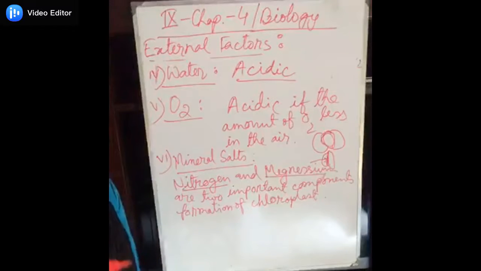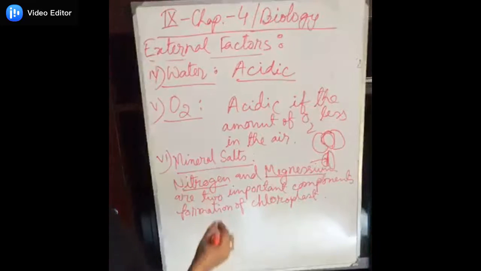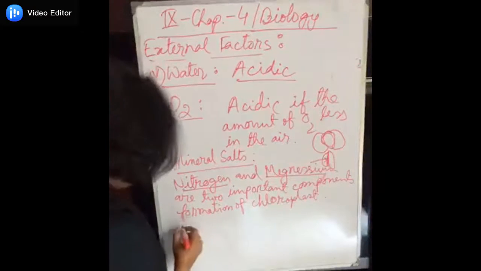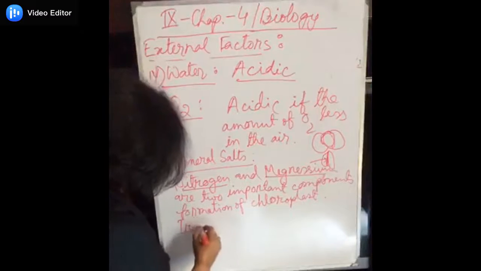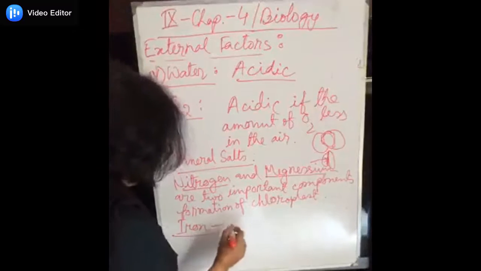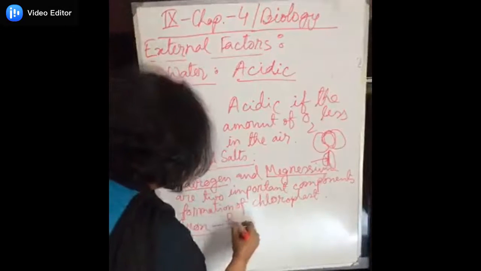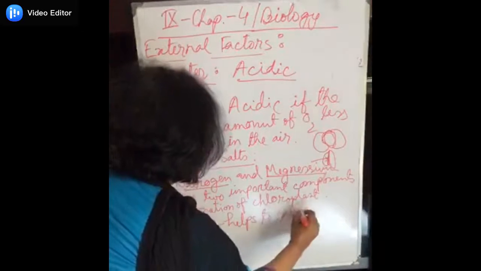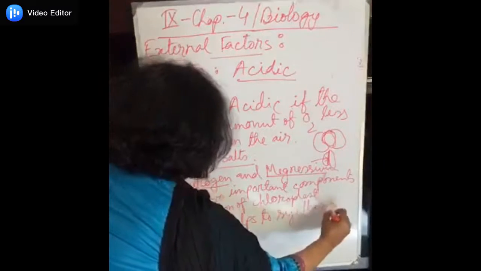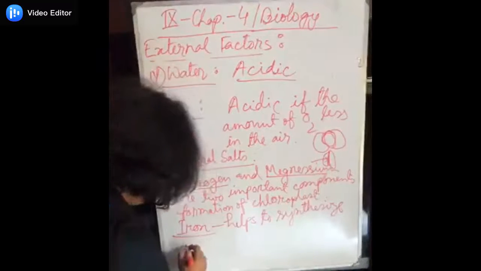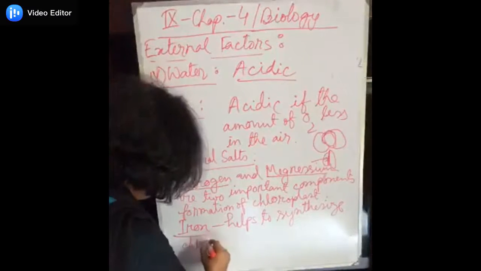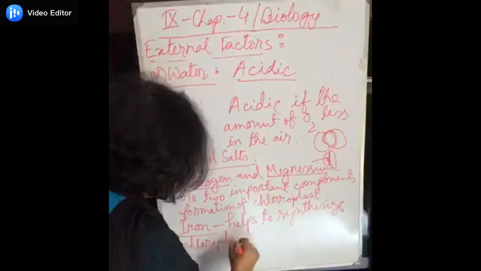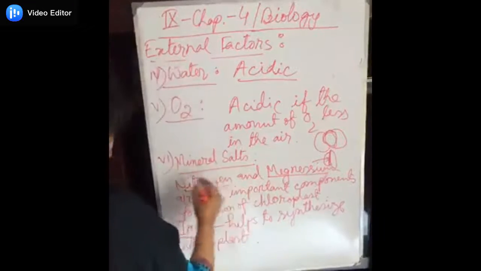And not only that, another kind of mineral is very important, that is helping these two things in the synthesis of chloroplast. What is that thing? That is iron. Iron helps to synthesize chloroplast. What are the things we have learned here?